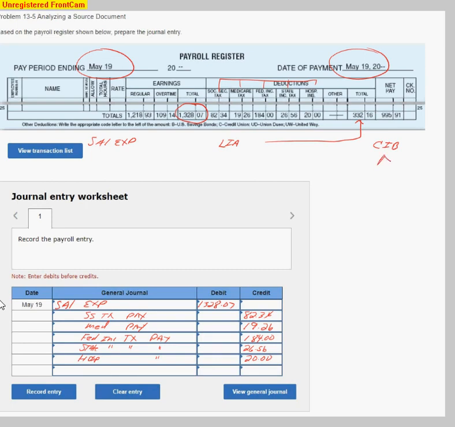Last but not least, you need to put the net pay in, otherwise known as the take-home pay, right? $995.91. So the liabilities plus the take-home pay equals your salary expense.